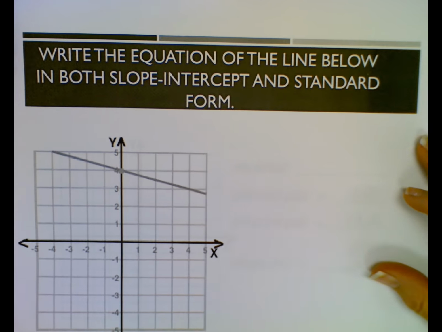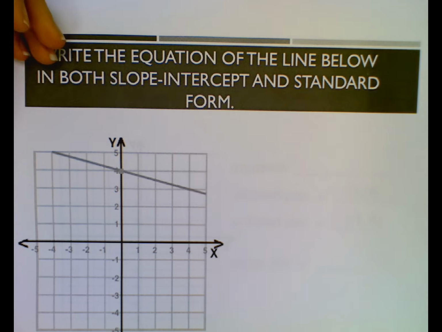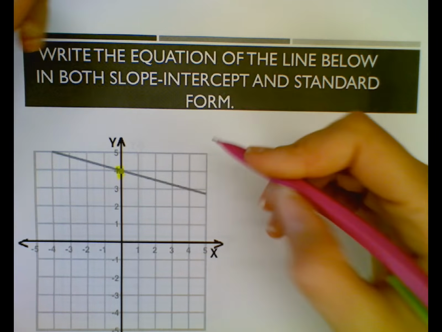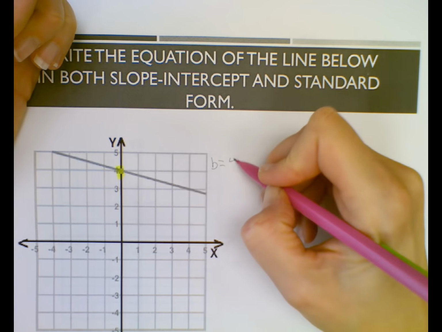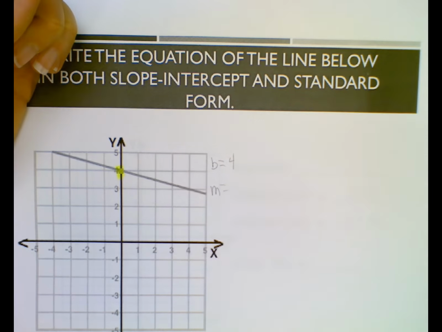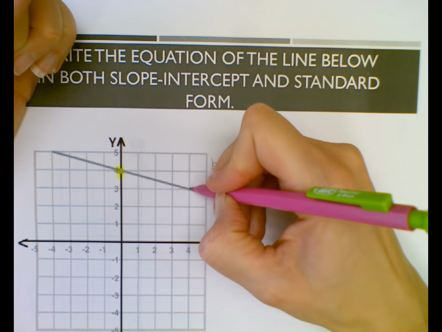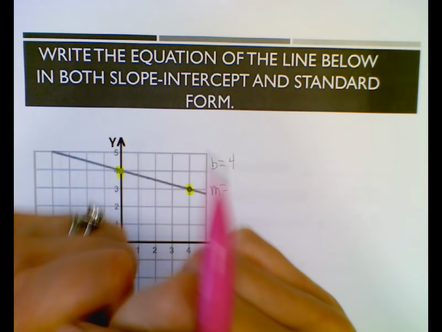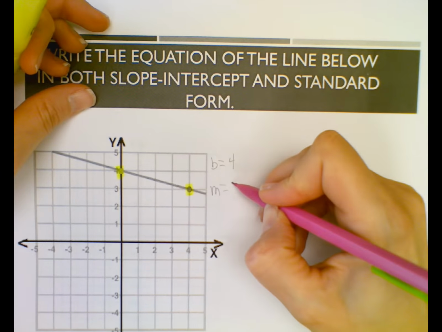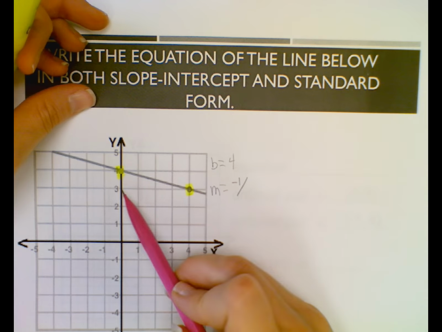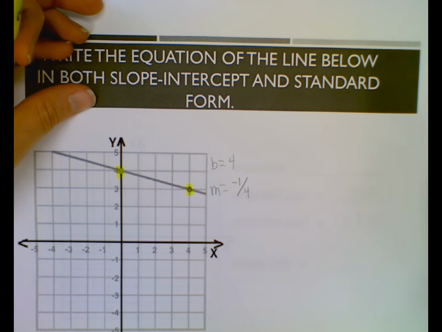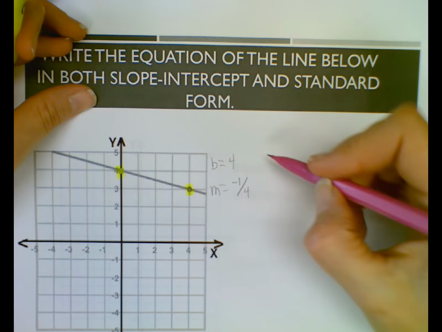Another graph picture. Write the equation of the line below in both slope-intercept and standard form. Again, I see on my graph I have my y-intercept. That's going to be 4. My slope, I see I have another point right here where it's crossing, so I can say I'm going down 1. That's going to be -1 because I'm going down, and then 1, 2, 3, 4. So my slope is -1/4.